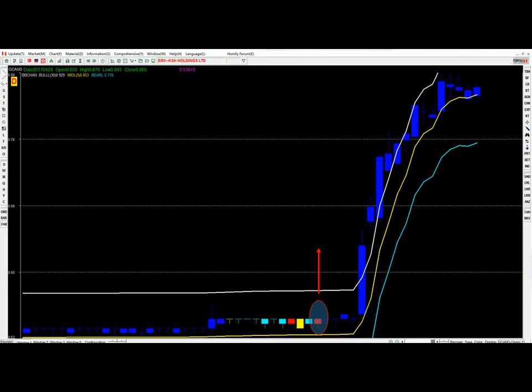So we can see this one, sideways. Red candlestick, buy or not? Buy. Red candlestick, buy. Yellow, sell or not? No need to sell because this is sideways. If you sell, it's not good. So we just keep it. So let's see this one.